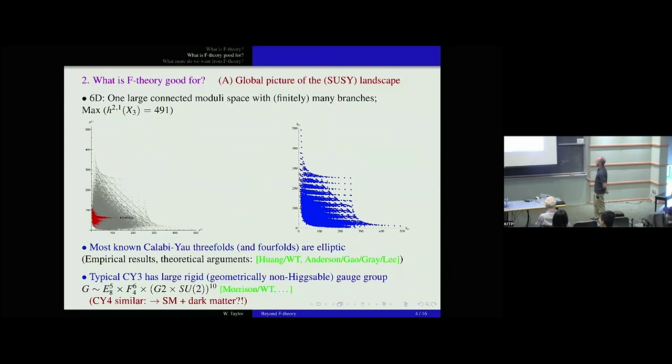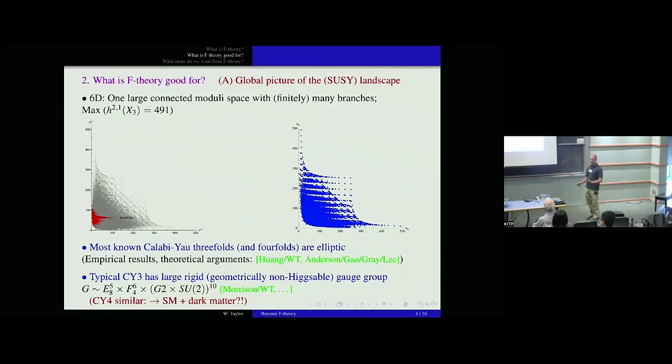The second point I wanted to make is that if you just choose a random Calabi-Yau in this database, you get an elliptic fibration. Typically, there will be a bunch of these rigid factors associated with 7-branes living on loci which have negative normal bundles, which forces curvature that forces the branes to stack up there. So these are called rigid or geometrically non-Higgsable gauge groups. Your typical 6D model has a bunch of E8s, and maybe some F4s and G2 cross SU2s. They cannot have rigid SU5.